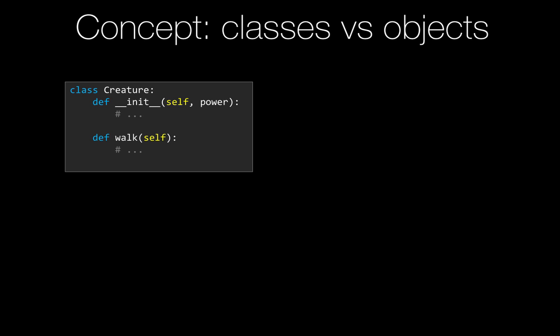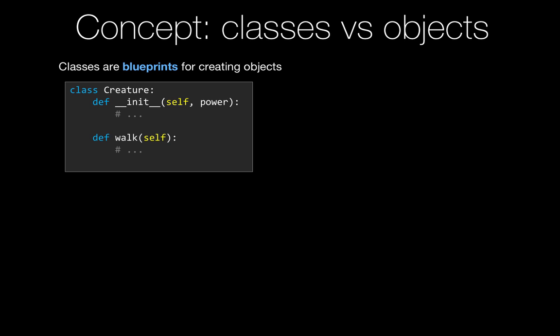Let's take a moment and focus on this concept of classes versus objects. If you're new to object-oriented programming and this idea of classes, this can be a little bit tricky. Recall, this is how we define a class. We say class Creature, and it defines basically the blueprint.